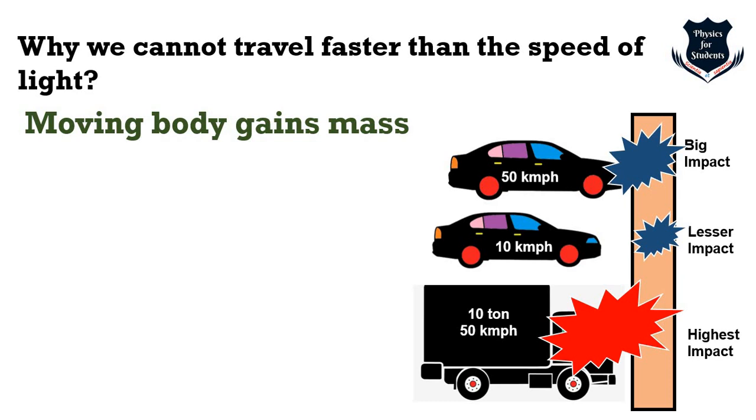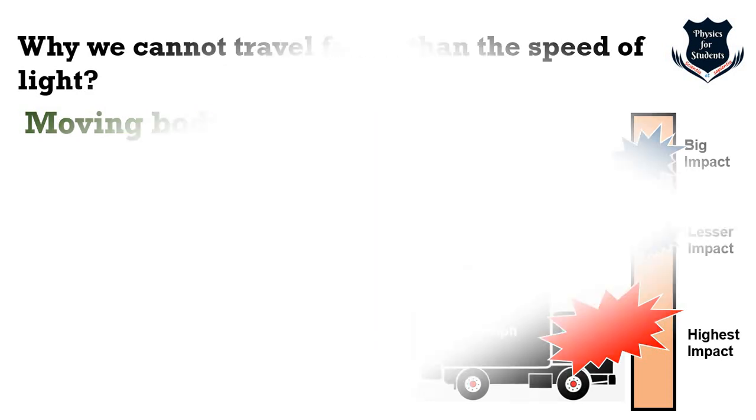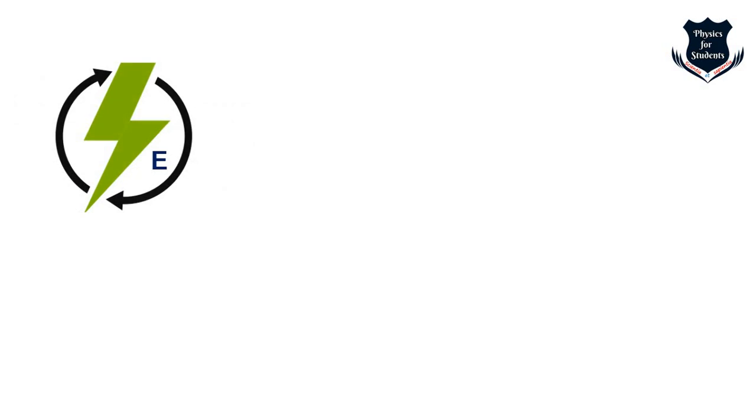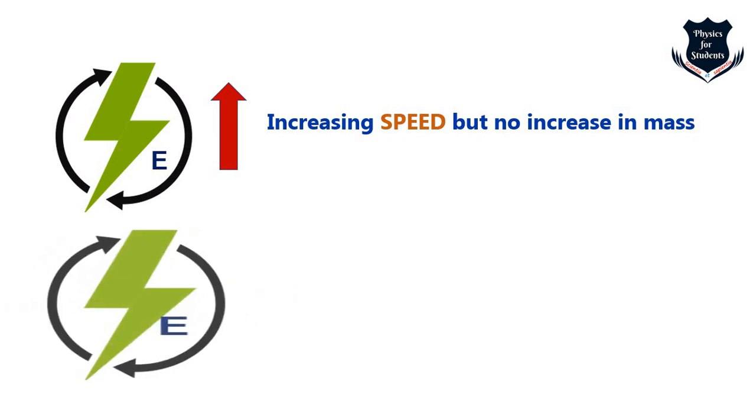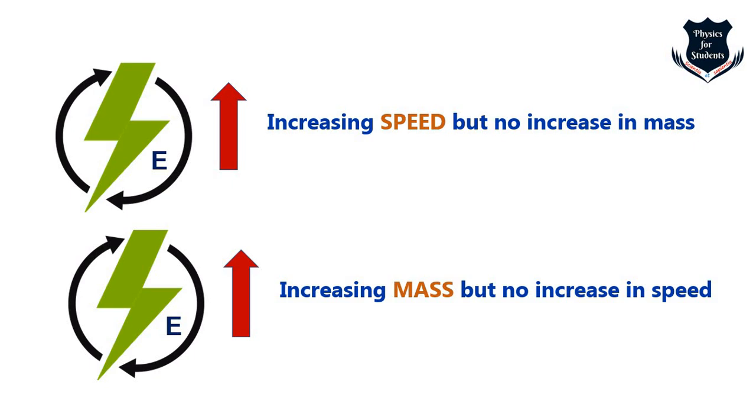So what do we gain from all those three cases? What we see is that the energy generated can increase with an increase in speed, but it can also increase with an increase in mass, as in the final case of our truck weighing around 10 tons, where there is no increase in speed. It is moving at 50 kilometers per hour.